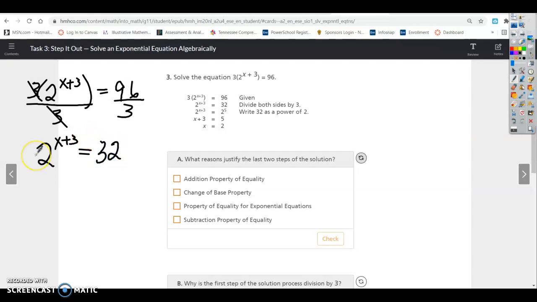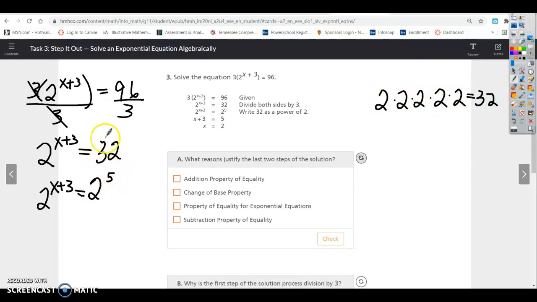All right, now, above it said we had to have the same base. 2 cannot be reduced any further. That's a prime number. So can we write 32 as a power of 2? That's what we need to decide. If you think about a power of 2, 2 times 2 is 4, times 2 is 8, times 2 is 16, times 2 is 32. So that's 1, 2, 3, 4, 5. So 2 to the 5th power is the same thing as 32. So we just rewrote 32 as 2 to the 5th power. Now they have the same base, so we can set the exponents equal and solve. So x plus 3 equals 5, minus 3, x equals 2.